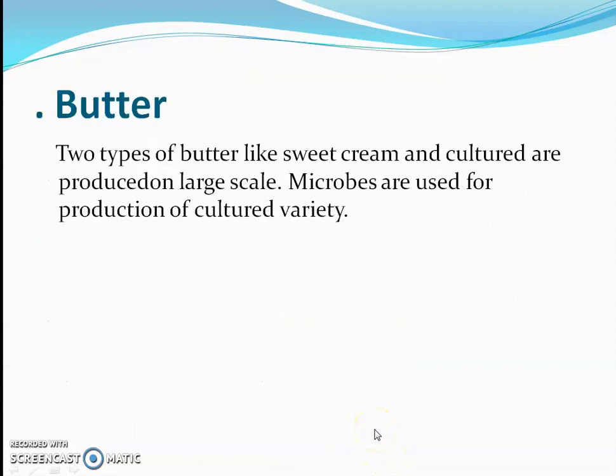The third is butter. Two types of butter, like sweet cream and cultured, are produced on a large scale. Microorganisms are used for the production of the cultured variety.